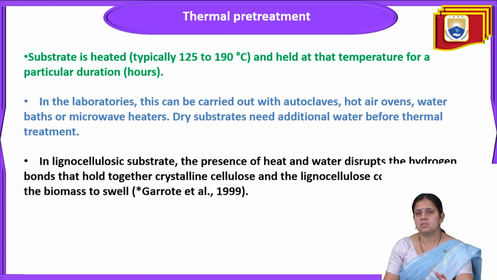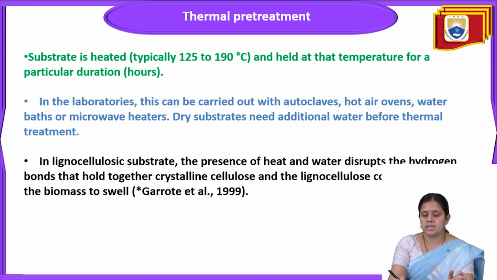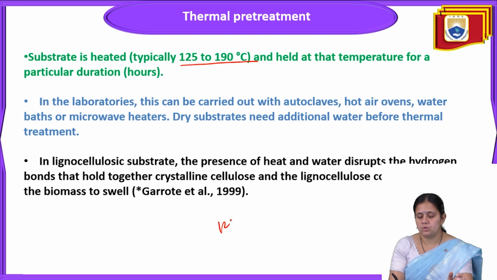The next type is thermal pre-treatment. So what happens in thermal pre-treatment? The substrate is heated, typically to 125 to 190 degrees Celsius. The substrate is heated to a very high temperature and held at that temperature for a particular duration.